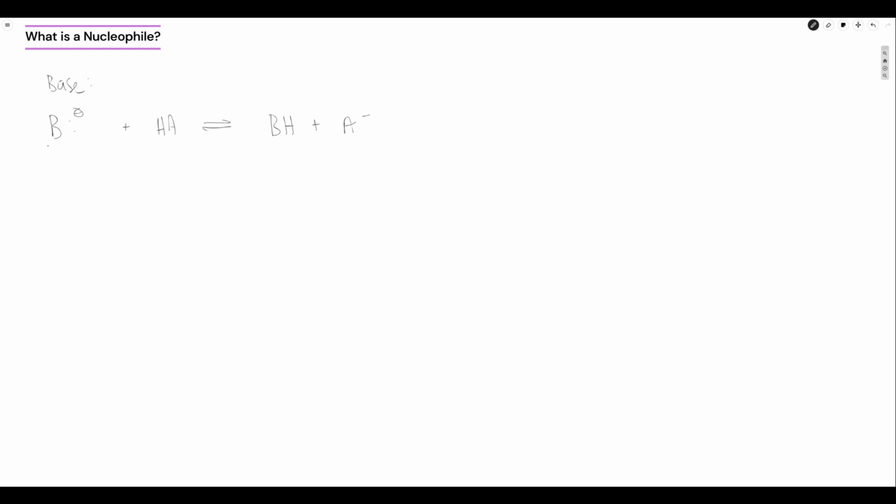And the basicity of something is a thermodynamic property. What do I mean by that? Thermodynamic refers to the position in an equilibrium. So how basic something is, when we say pKa or pKb, well, the essential feature of this is K, which is an equilibrium constant. So how basic something is means where it sits in an equilibrium.